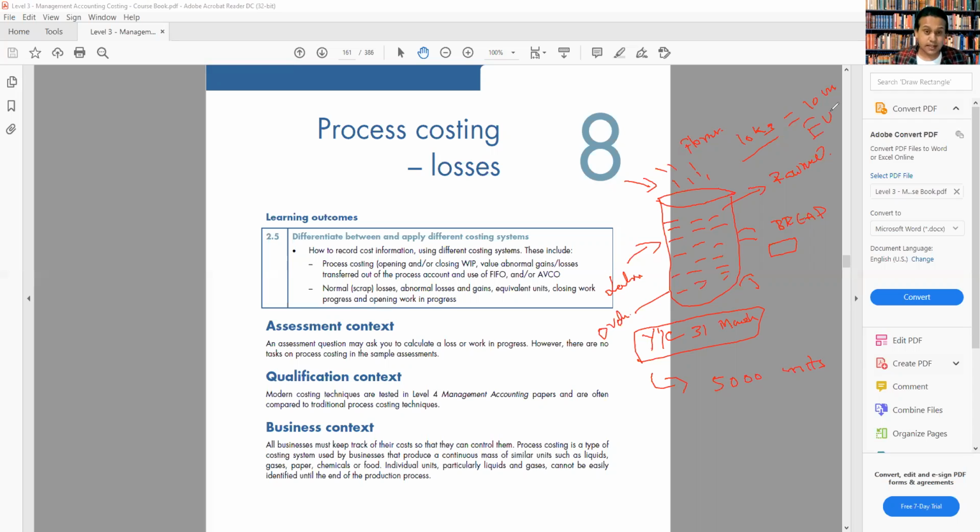I cannot say it is a finished good because it is not completed yet, but it is still in process. So when something is in process, we call it equivalent unit because it is not done yet. I cannot say it is a completed unit, so I say it is the equivalent unit.